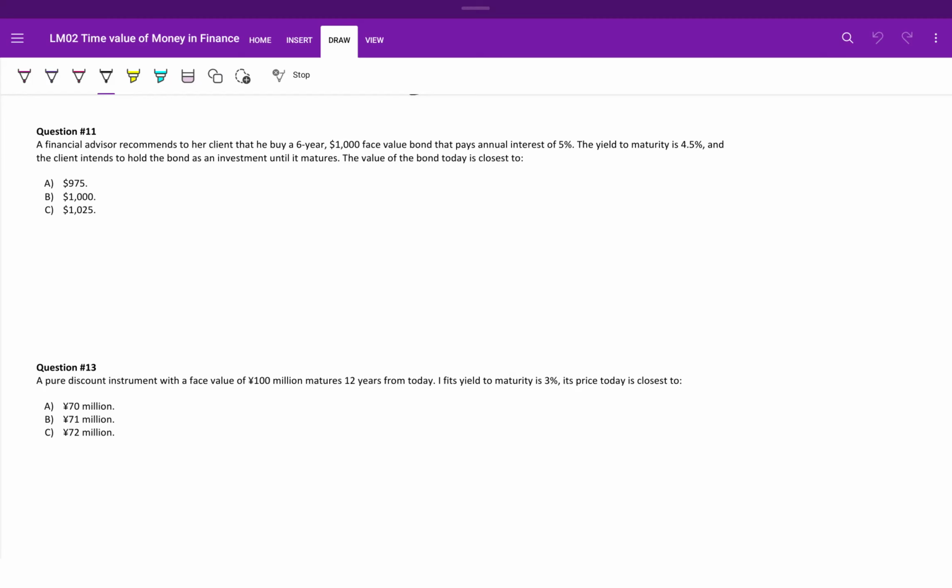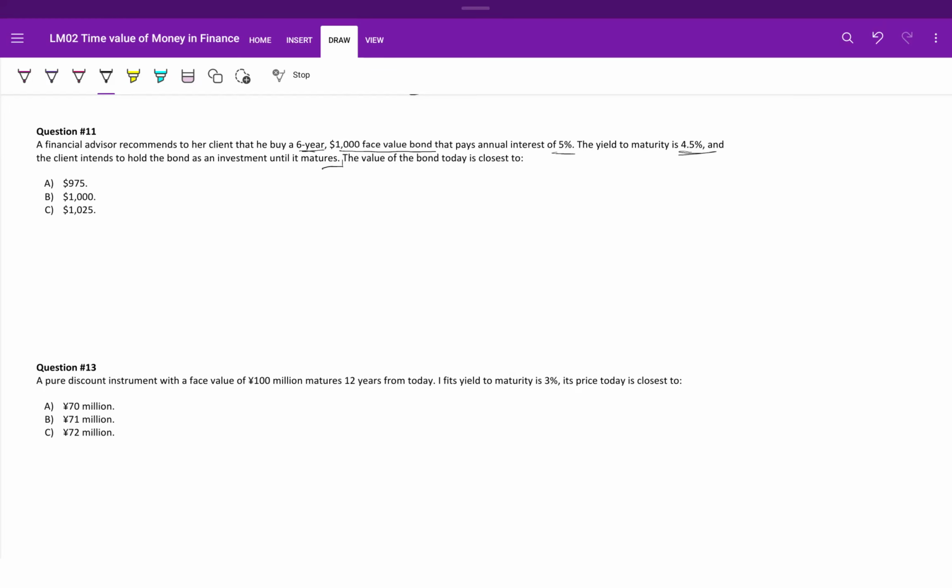So now let's start with question number 11 onwards. Question number 11: a financial advisor recommends to her client that he buys a 6-year, 1,000 face value bond that pays an annual interest of 5%. The yield to maturity is 4.5%, and the client intends to hold the bond as an investment until maturity.